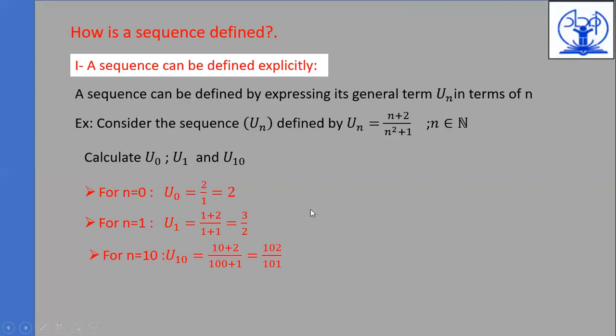For n equal 10, so if you want to calculate u10, you simply replace n by 10. So u10 will be 10 plus 2 over 10 squared plus 1, and that's 102 over 101. So when the sequence is defined explicitly, you can calculate the term with any rank. So if you want the 100th term, and in this case, the 100th term is u99, you simply replace n by 99. If you want u1000, you replace n by 1000 directly, and you will get the term directly.